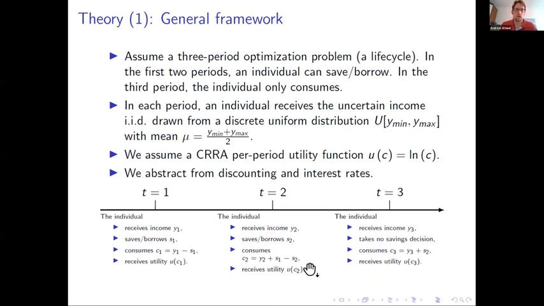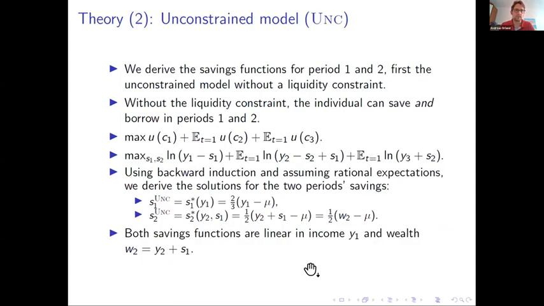So in the following, I will derive the savings functions for the constrained and unconstrained case. And this is for the unconstrained model. So we set up the maximization problem, plug in the values that I showed you before. Then we use backward induction, assume rational expectations, and derive the solutions for the savings functions.